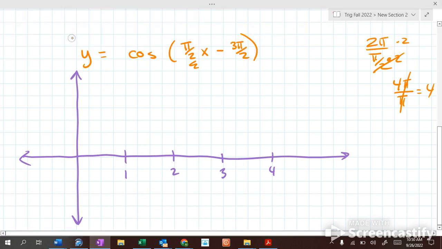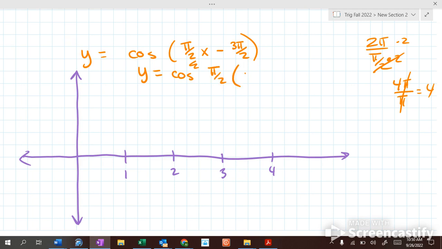So what I have to do here, though, with this thing is B should be on the outside of the parentheses, right? So if B is going to be on the outside of the parentheses, I have to factor it out. So y should equal cosine of pi over 2 times x minus 3 pi over 2 divided by pi over 2 is just plain simple 3.